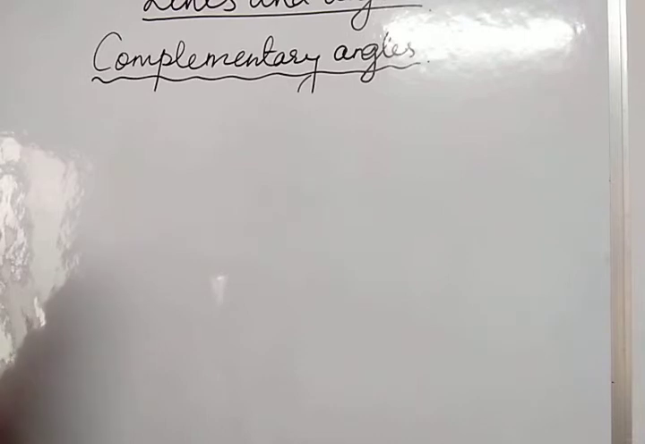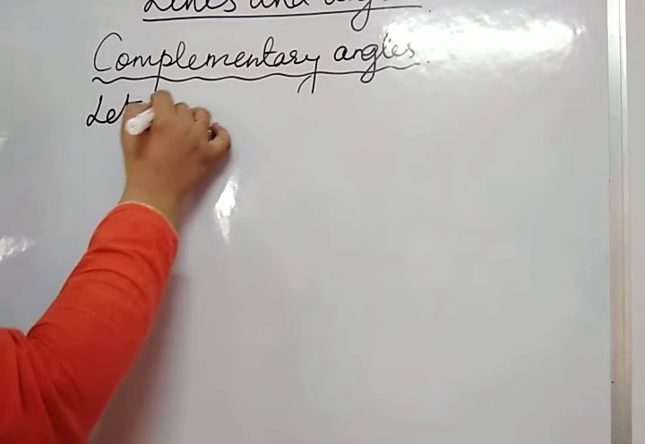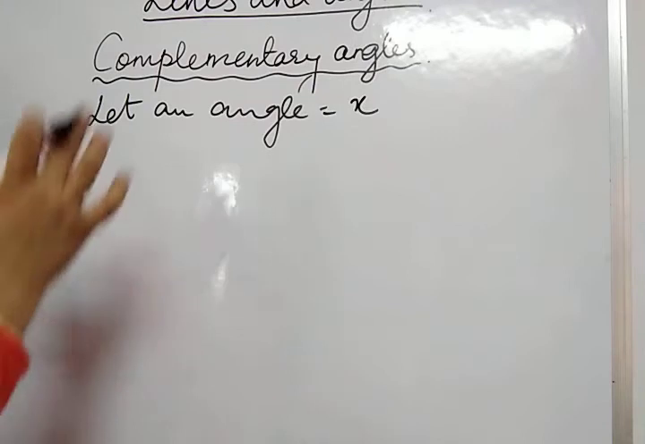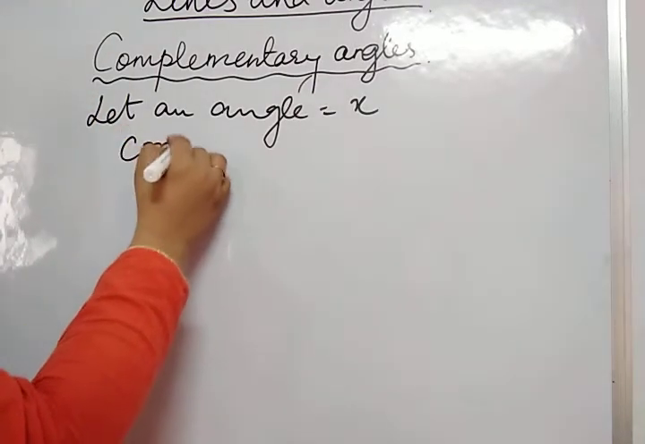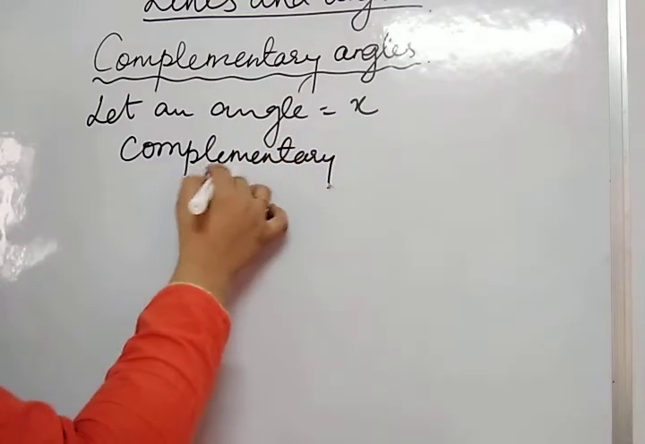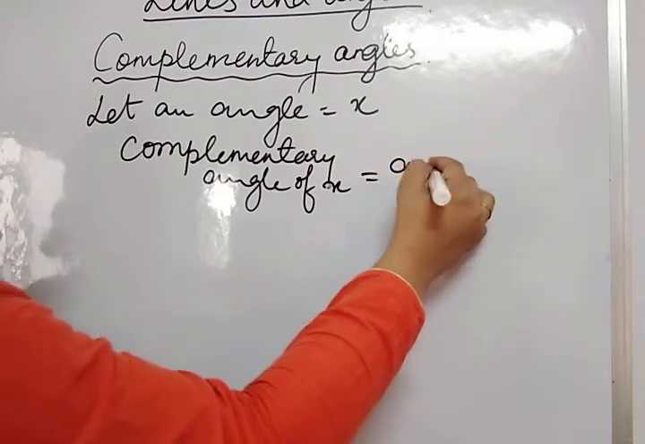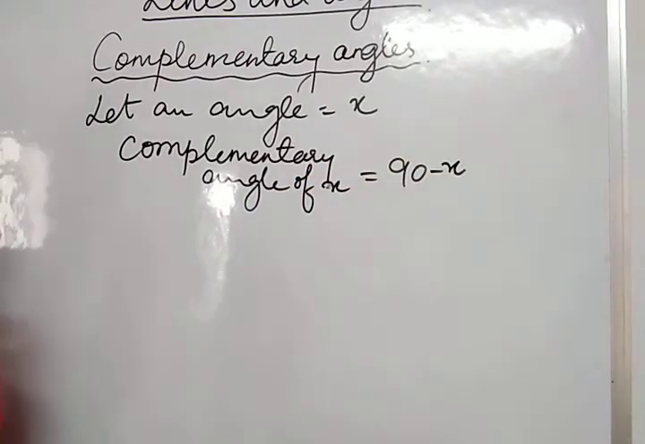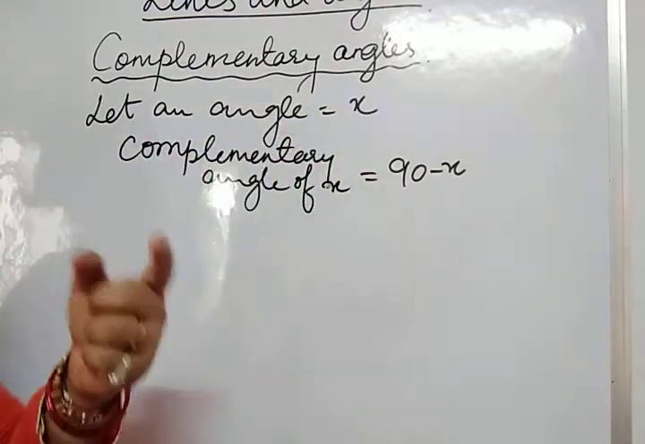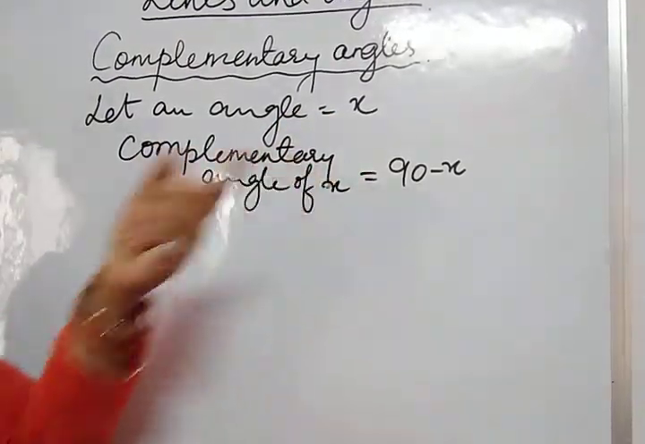The difference in the measure of two complementary angle is 12 degree. We don't know the angles. Let an angle is equals to x. If an angle is x, then what will be its complementary angle? Complementary angle of x is equals to 90 minus x. As you know that if we have to find out the complementary angle, then we will subtract the given angle from 90. So here the angle is x.